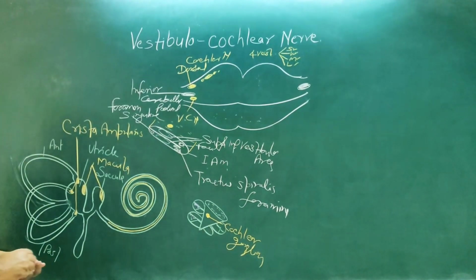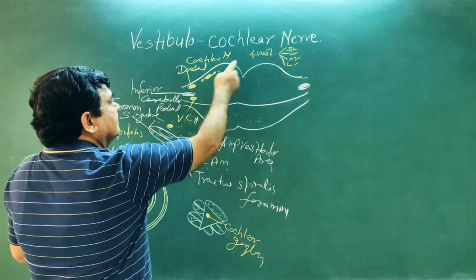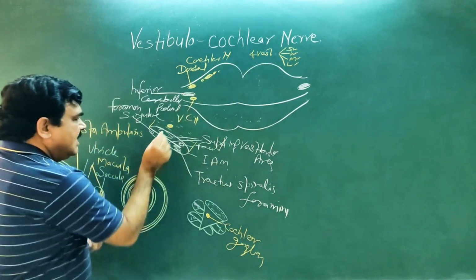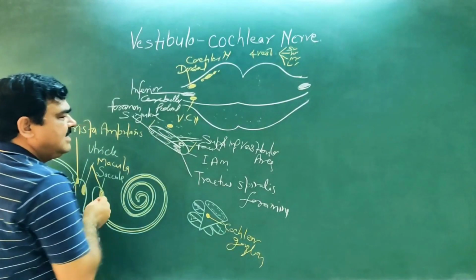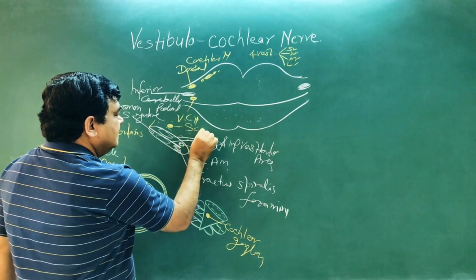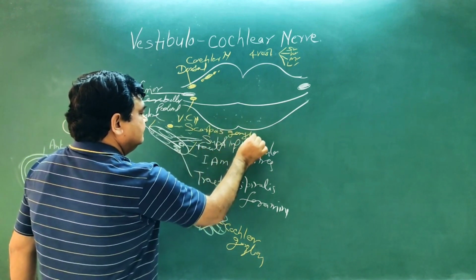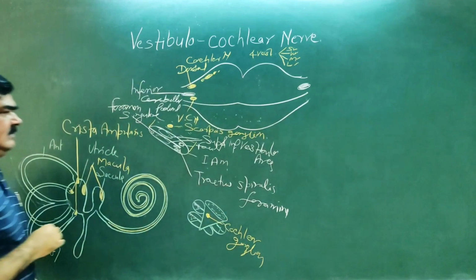So, here is the position of these nuclei, the vestibular nuclei, and this is the vestibular ganglion. The vestibular ganglion is also known as Scarpa's ganglion.